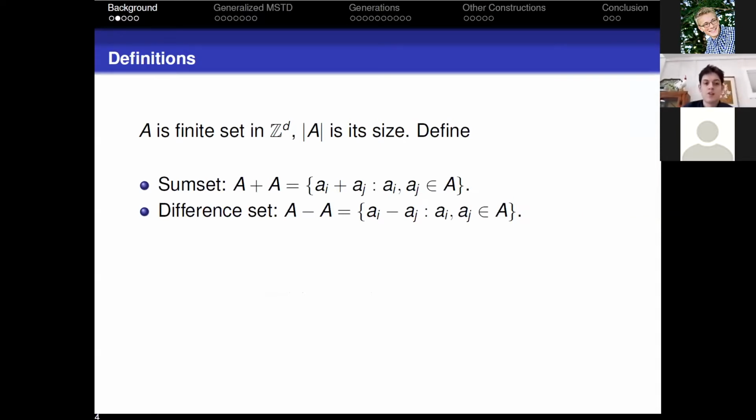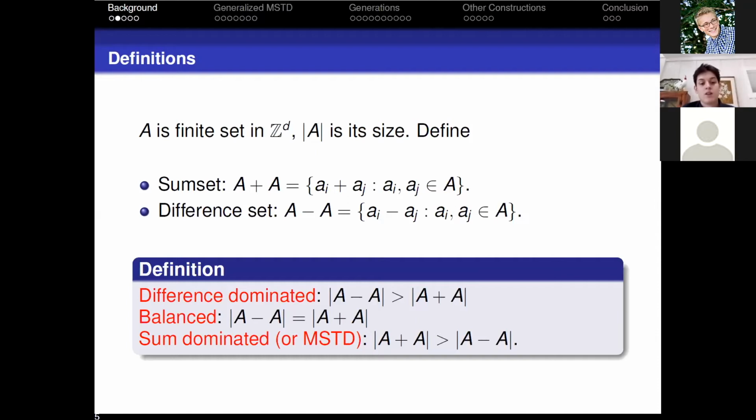The sum set is all the stuff that we can write as the sum of two elements in A, and the difference set is all the stuff that we can write as the difference of two elements in A. And so we say the set is difference dominated if the difference set is larger, balanced if they're the same size, and then sum dominated, or MSTD, more sums than difference, if the sum set is larger.